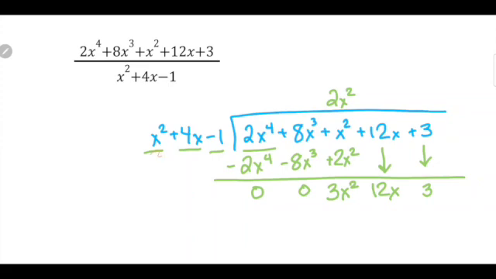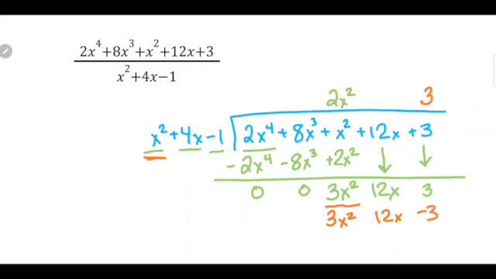Now we're going to go back to our divisor. x squared is going to go into 3x squared how many times? Or we could ask what times x squared gives us 3x squared, and that's going to be 3. And I'm writing that in the correct column. Now I'm going to take that 3 and multiply it by our entire divisor. 3 times x squared is 3x squared. 3 times 4x is 12x. And 3 times -1 is -3.